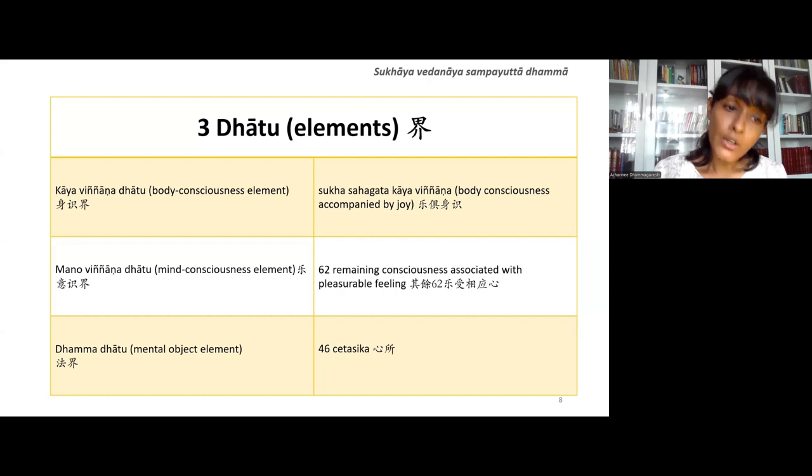Next, we get the mano vijnana dhātu, and there we get the remaining 62 consciousness. Now, in total, we had 63. When we deduct the sukha sahagata kaya vijnana chitta, we are left with 62. And those 62 are classified under mano vijnana dhātu. And all of the 46 cetasika are classified under dhamma dhātu.